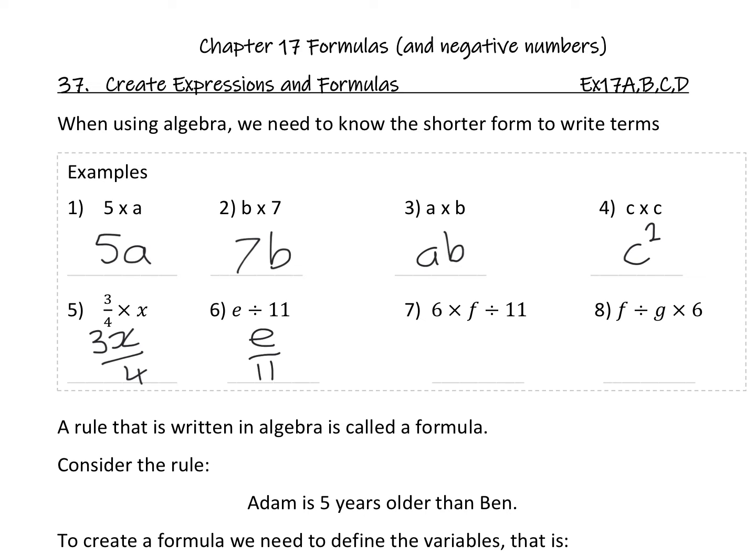Number 7, 6 times f divided by 11. Well, 6 times f would be 6f. When you divide it by 11, you can write that over 11. Then finally, number 8, we've got f divided by g. So that's the same as f over g. And then that's multiplied by 6, so we'd actually have 6f divided by g.